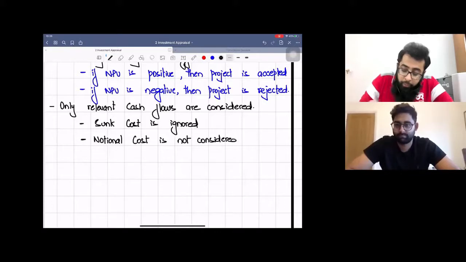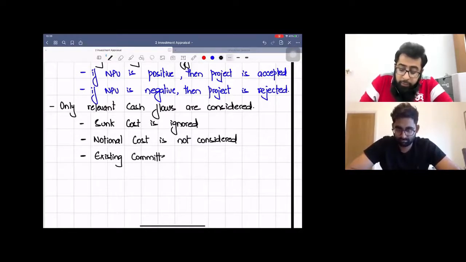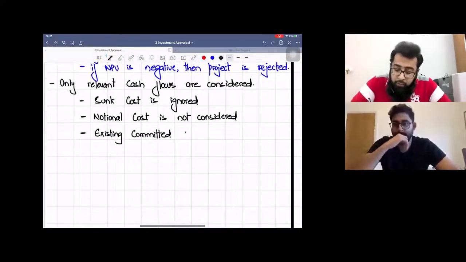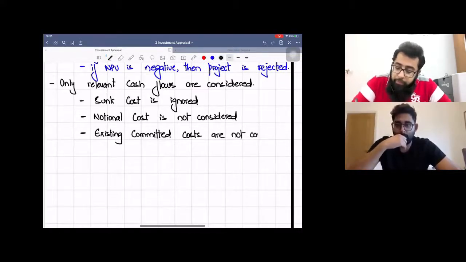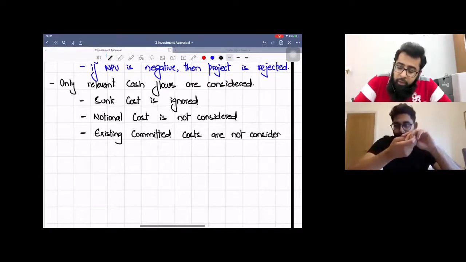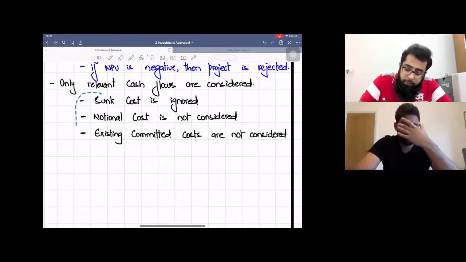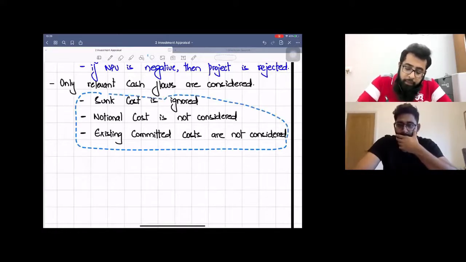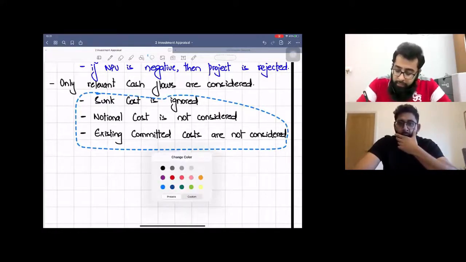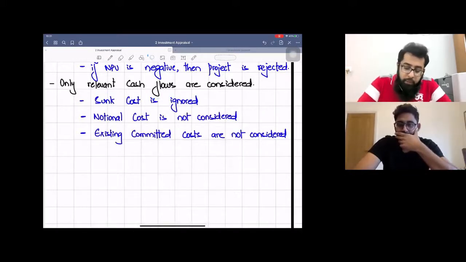Similarly, already committed costs, existing committed costs, are not considered. Like for example, if I've already taken some place on rent, irrespective of the project, existing committed costs are not considered. So this is some basic knowledge which, once you have revised, you remember in the exam. And as the exam is open book, you don't need to worry because you will have all this information available with you during the exam.